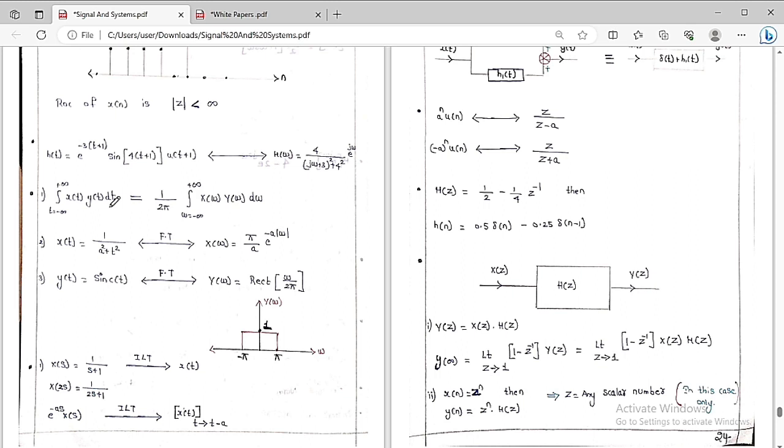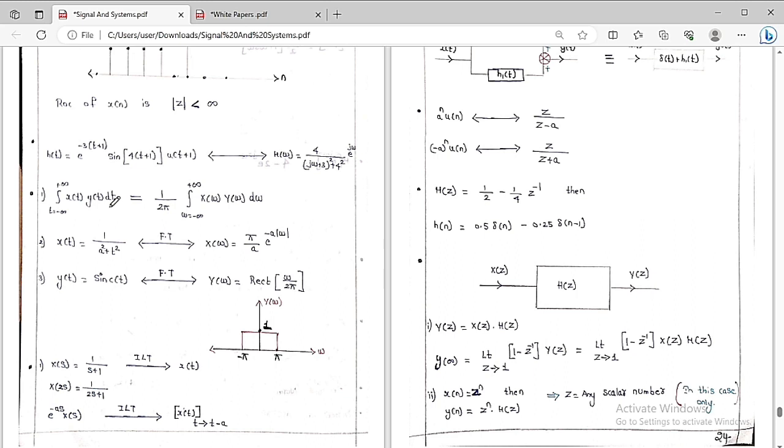So I request you to remember this formula, which is the integral over t from minus infinity to infinity of x of t into y of t dt is equal to 1 by 2 pi times the integral over omega from minus infinity to infinity of x of omega into y of omega d omega. So for x of t, the Fourier transform is x of omega, and for y of t, the Fourier transform is y of omega.